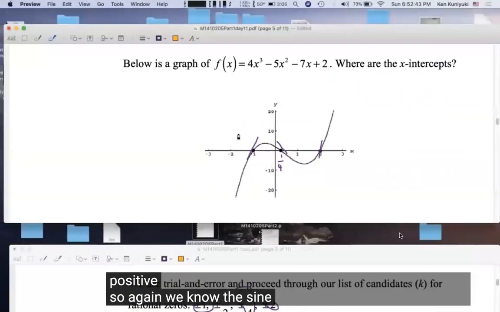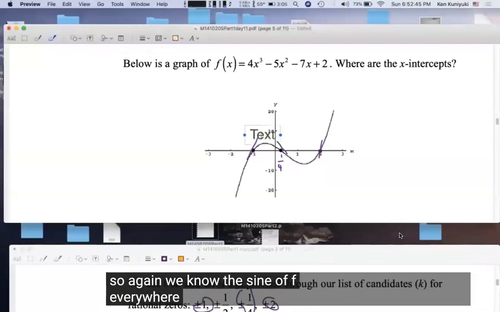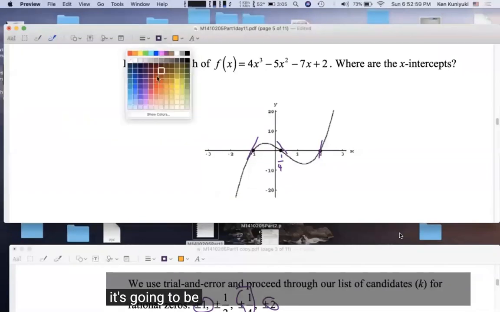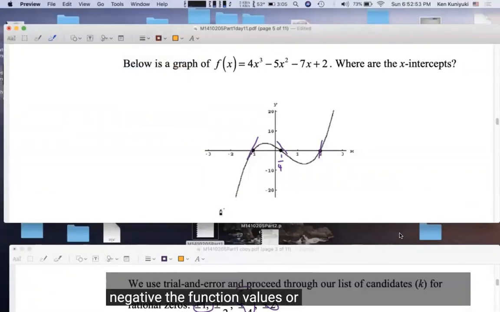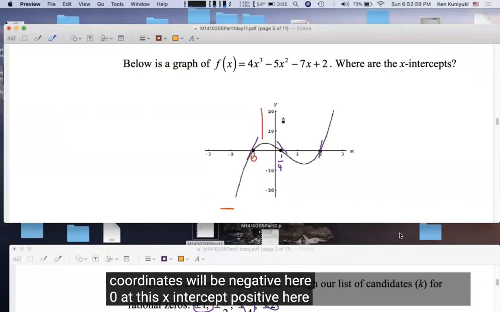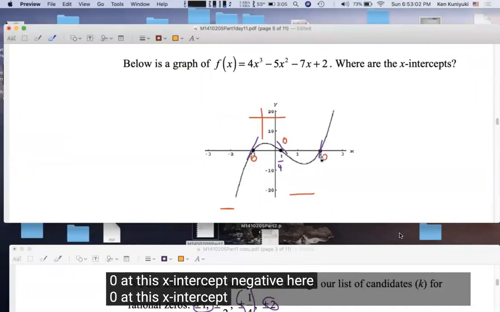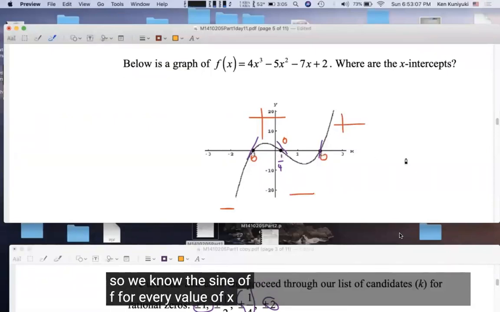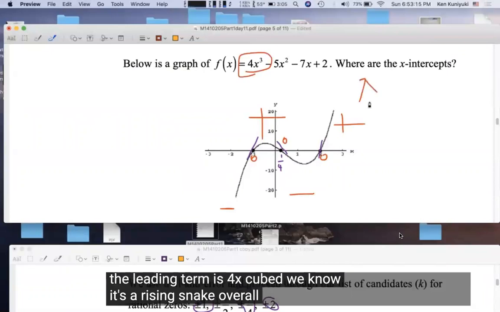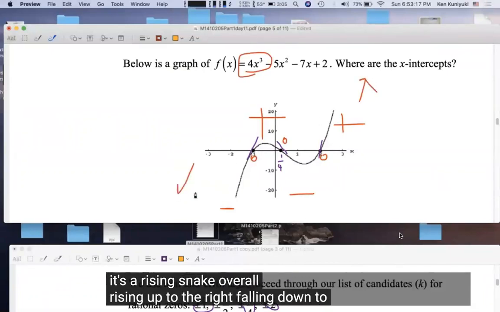So again, we know the sign of f everywhere. The function values, or y-coordinates, will be negative here, 0 at this x-intercept, positive here, 0 at this x-intercept, negative here, 0 at this x-intercept, positive over here. So we know the sign of f for every real value of x. The leading term is 4x cubed. We know it's a rising snake overall, rising up to the right, falling down to the left.